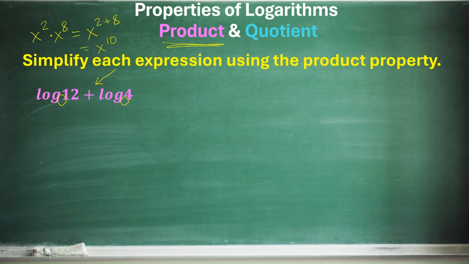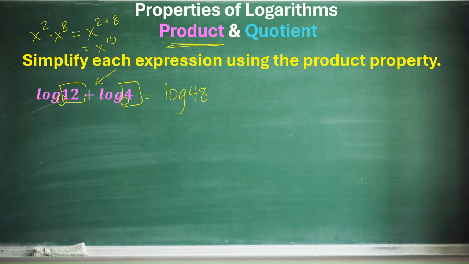All right, here is our property. When we have two logs with the same base and the logs are being added together, we multiply what is being logged. So in this case, we have the log of, we multiply the 12 and the 4 together. And that gives us the log of 48. So pretty similar to what we did with exponents.